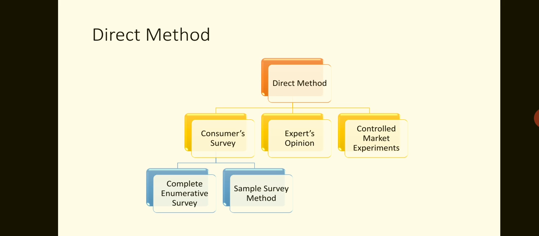Then it comes to the sample survey method. In view of the limitations of the complete enumerative method, sample survey method has become more popular. Under this method, only a few customers are selected from the potential buyers and interviewed, and then average demand is calculated. So in complete enumerative survey, we randomly asked potential buyers or existing buyers whether they have demand for this product or not, and interviewed them.